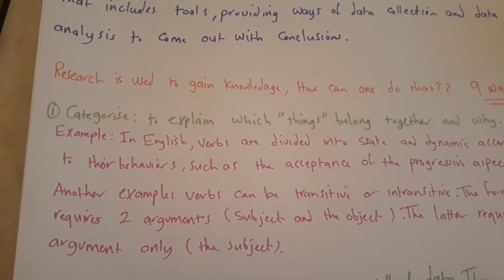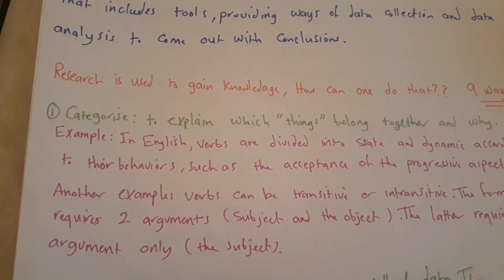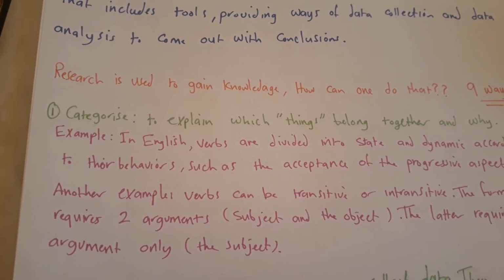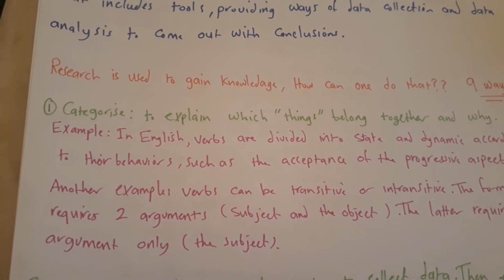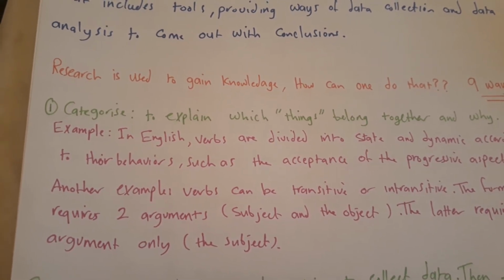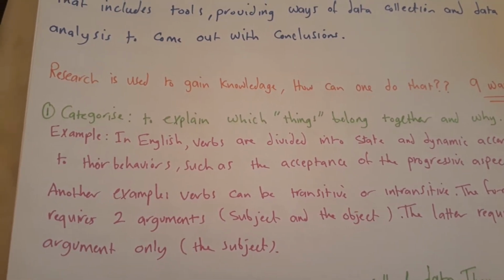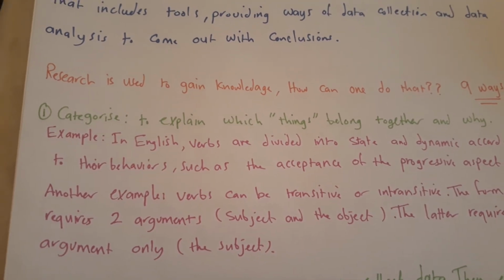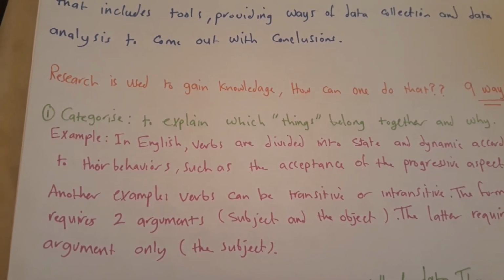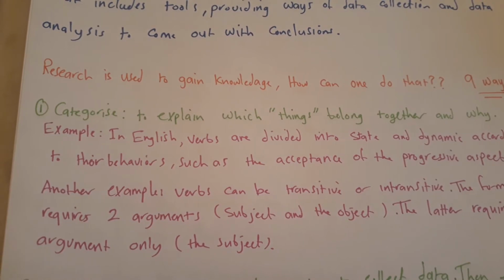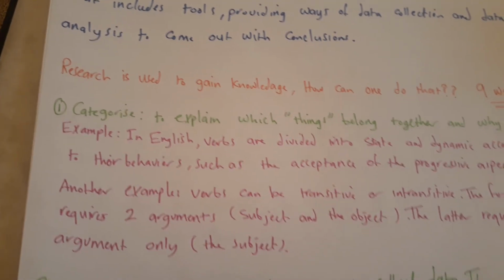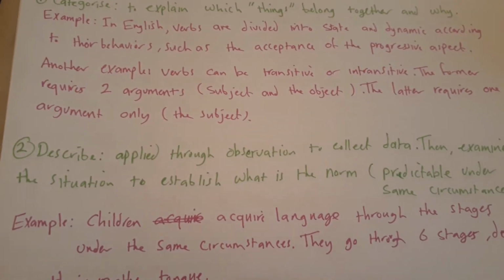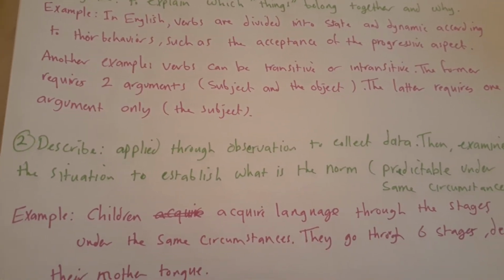In the example here, as you can see, for example, we can divide verbs in English into state verbs or dynamic verbs. That depends on some behaviors of these verbs, such as state verbs don't accept the progressive aspect, and dynamic verbs accept the progressive aspect. We have another example here. You can read it by yourself when I send you these notes, inshallah.